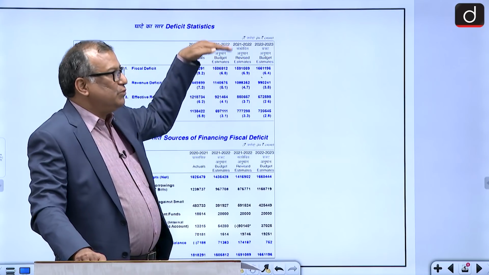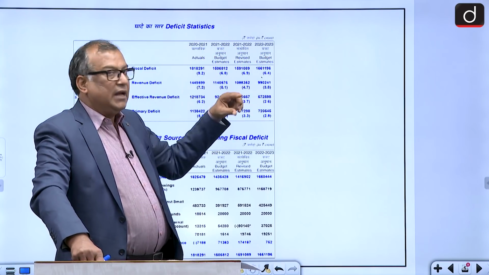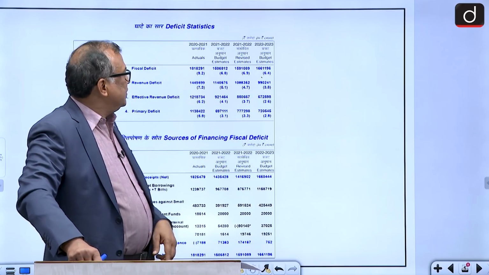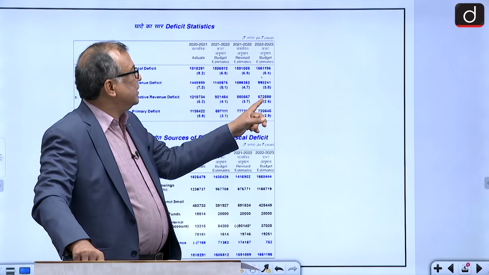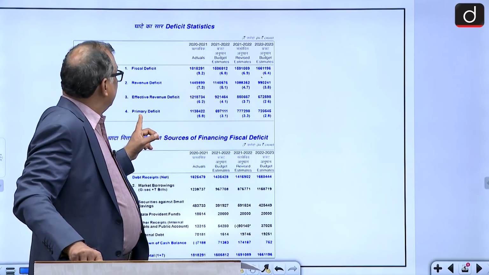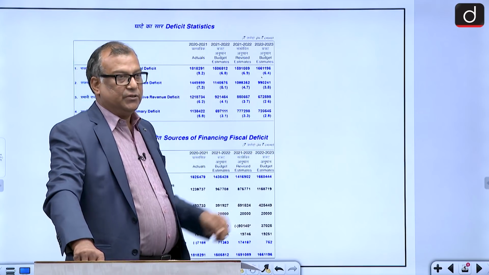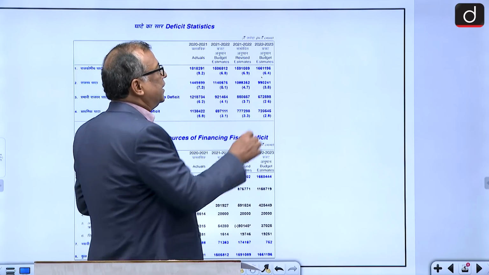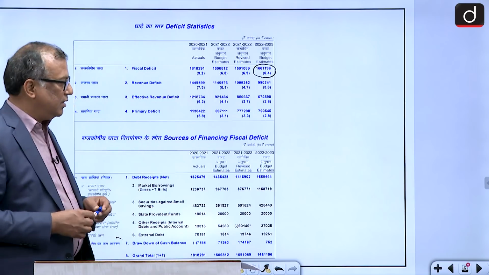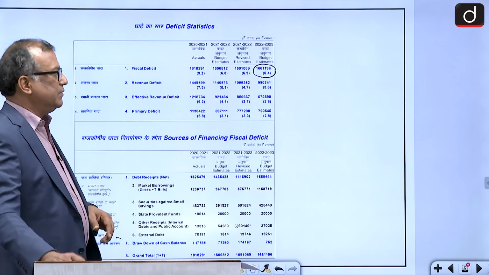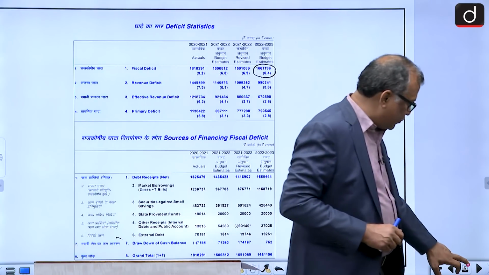But revenue deficit is declining next year both in absolute terms, that is crores of rupees, and in percentage terms, that is 3.8% of GDP. Effective revenue deficit is also going to reduce in both absolute terms and percentage. Primary deficit is also going to reduce in both absolute terms and in percentage. So, this way, here this is an exception. Okay, this part is important. Here there is a scope for question.